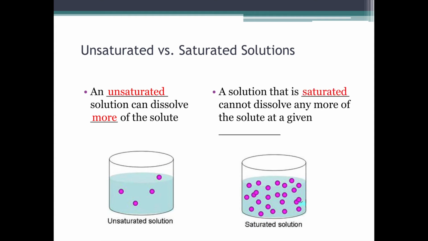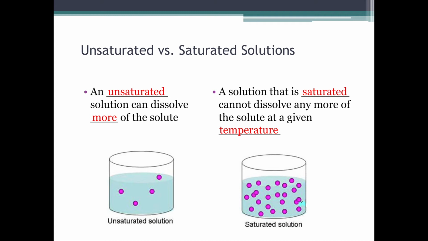A solution that is saturated cannot dissolve any more of the solute at a given temperature. At that temperature, you have crammed as much sugar as you possibly can into your tea, and if you keep adding more, nothing else will dissolve. This is what happens when you add too much sugar. You can see when you get to the bottom that there's a pile up down there. That pile of sugar at the bottom is the sugar that could not dissolve into your solution. So you had reached maximum saturation and you were drinking a saturated solution of your tea.